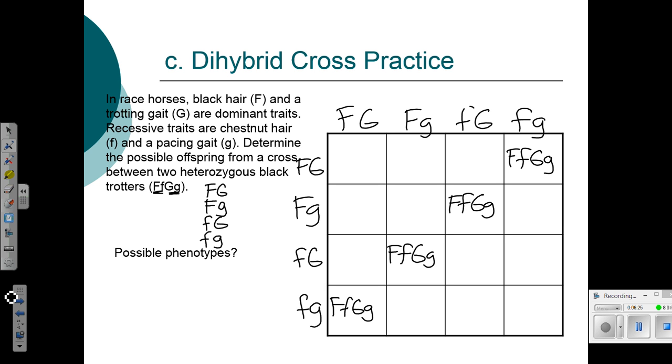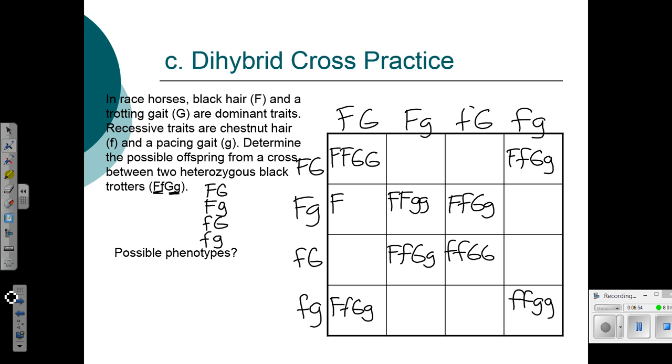Okay, see how that works? They're all going to be the same. The ones going diagonally this way are all different. They're the only ones like that. The rest of them in this Punnett square have a match somewhere.